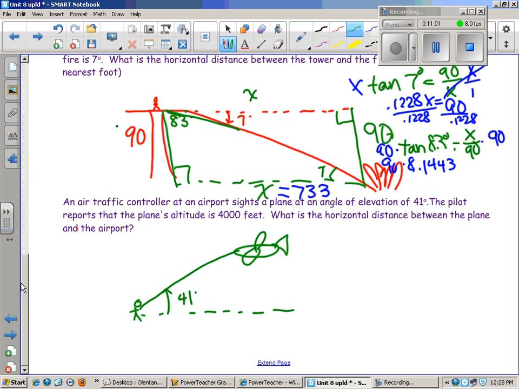So where would that go? Right, up and down. It'd be vertical, right? He's 4,000 feet in the air. What is the horizontal distance between the plane and the airport? So the plane is this far away now. We're looking for how far it has left to go. Okay, so I'm going to mark that x. What trig function am I going to use? Tangent, right? So I'm going to use the tangent of 41 equals opposite over adjacent.